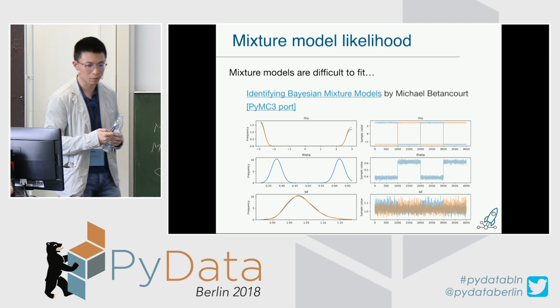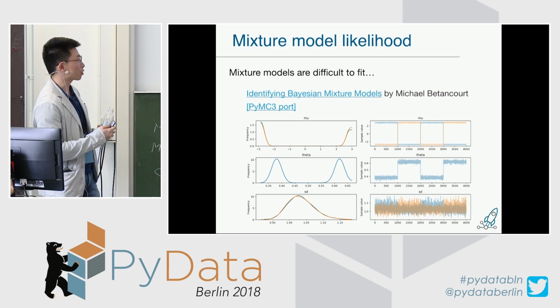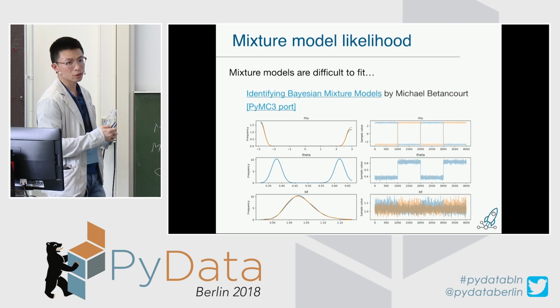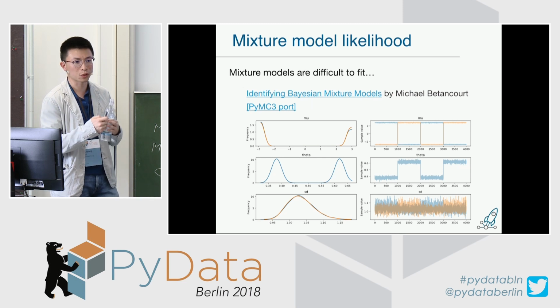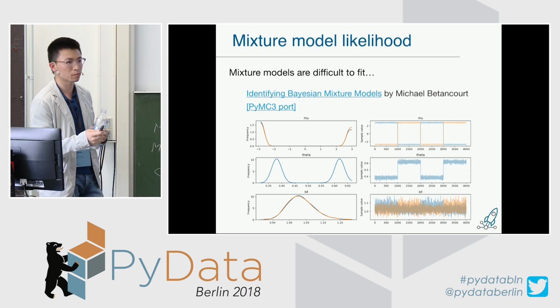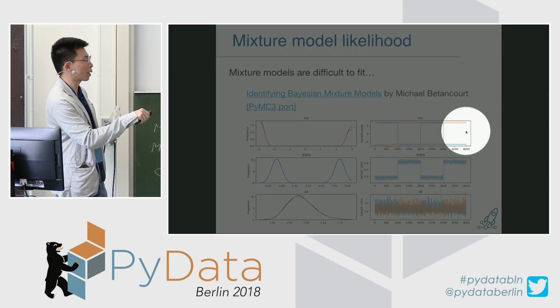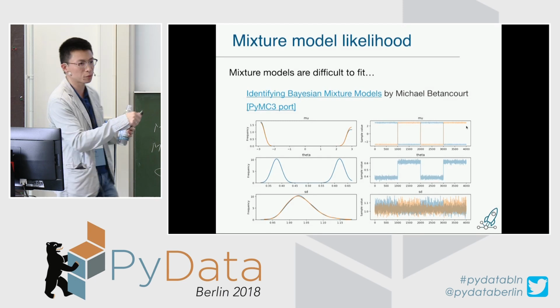And I'm running out of time. So just very quickly, as a last example, let's think of a mixture model likelihood. A mixture model is really difficult to fit because we have this problem of label switching. For example, if we sample, sometimes we see that the labels switch back and forth. Here it is between different traits.